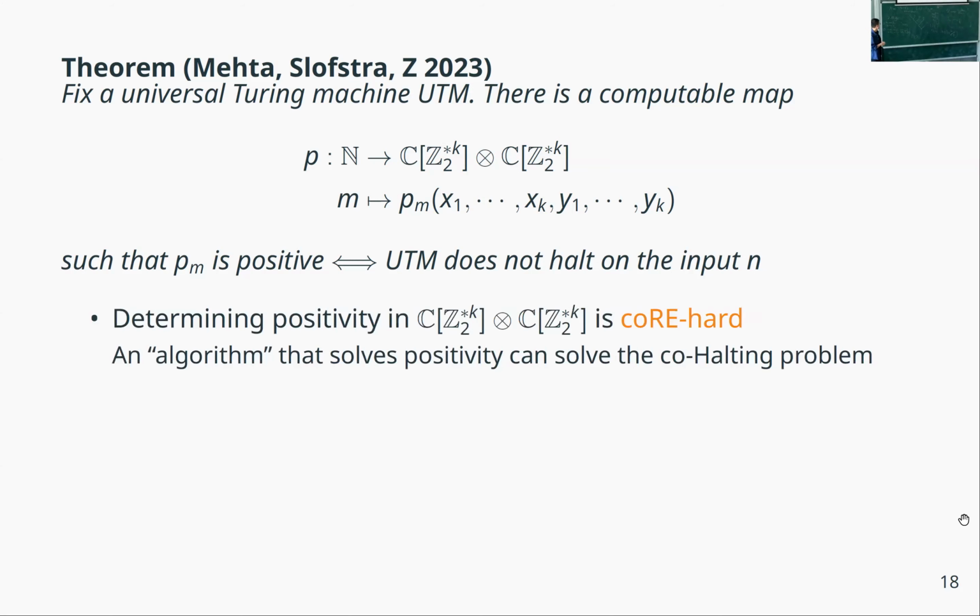Using this theorem, we can claim that determining positivity in the tensor product of these free algebras is co-RE hard. Why? Suppose you have an oracle for positivity. Then given a Turing machine M, you may wonder whether it halts or not. You can just run your oracle for positivity. If you find out that your P_M is indeed positive, then this Turing machine does not halt. So it solves the co-halting problem. What is this N there? Is it a typo?